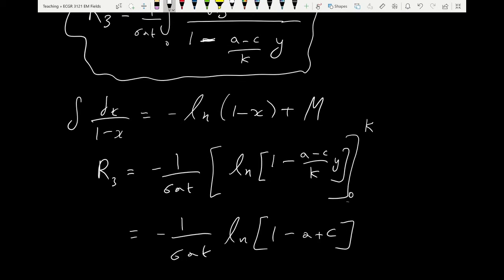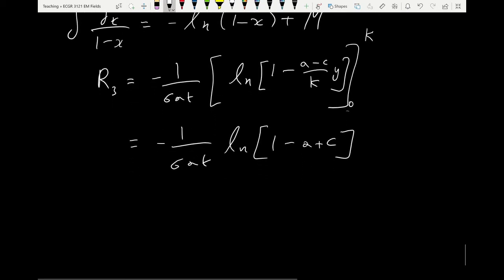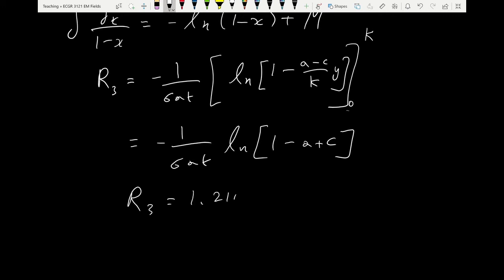And we know all those values, and we know how to evaluate the logarithm, so we can get the total R3. If I do the math, R3 turns out to be, well, I don't want to do the math. Let me see what the textbook says R3 should be, and you can double check this. R3 turns out to be 1.216 times 10 to the power minus 4 ohms.